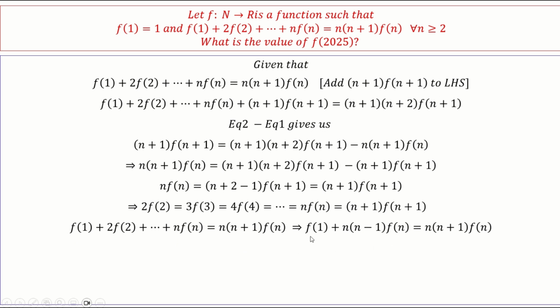So this is equal to this, which means f of 1, then f of 2 onwards, I will write n into n minus 1 f of n, which is equal to n into n plus 1 f of n, correct? So if I solve for f of n, what I will get is 1 is equal to 2n f of n, or f of n is equal to 1 by 2n. Write the equations properly, you will understand. So f of 2025 is equal to 1 by 2 into 2025, which is 1 by 4050. This is the answer.